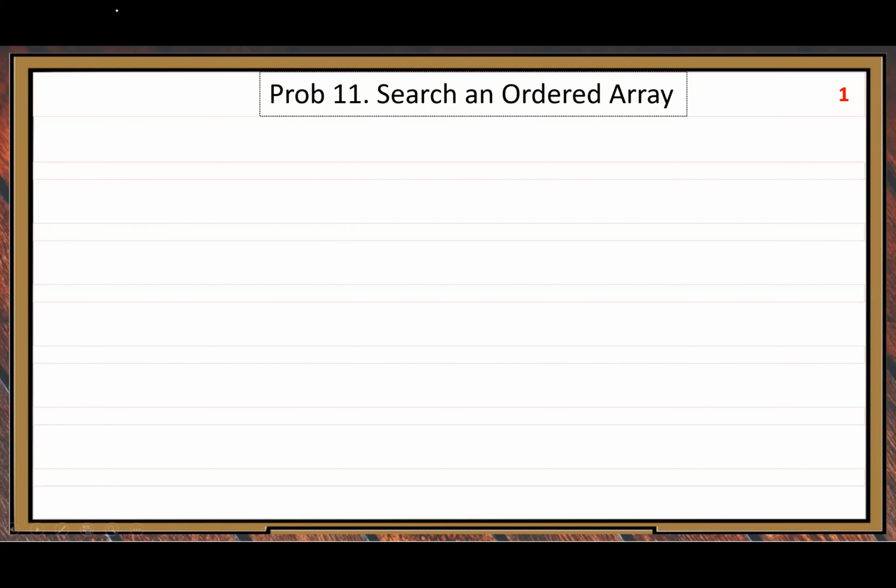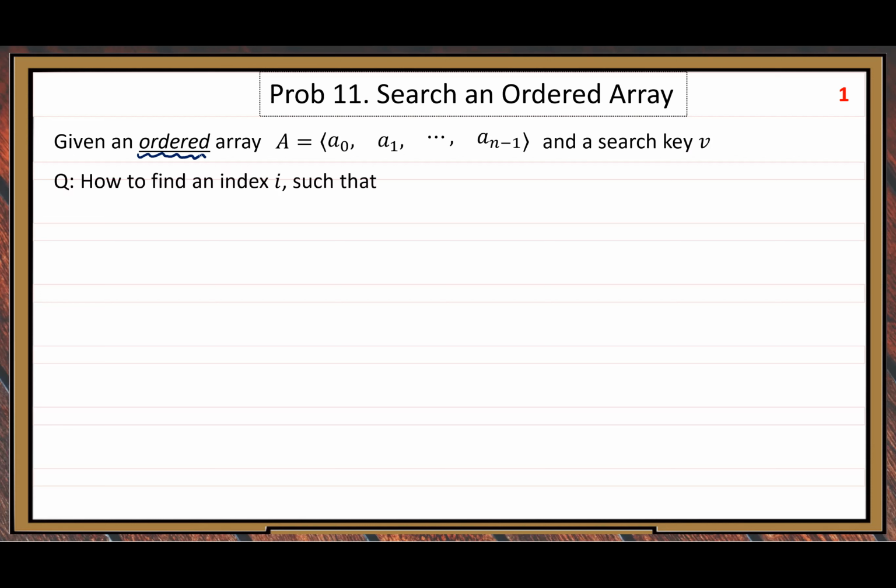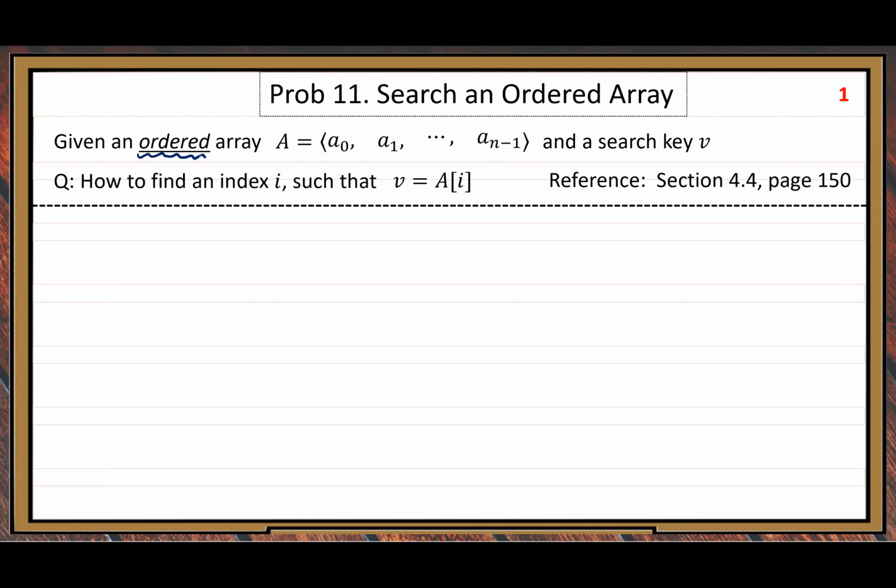Problem description, our problem number 11. Given an ordered array, expressed in this way, and a search key V, how do we find an index I such that V equals A of I? That's the question description, and the reference in our textbook is section 4.4, page 150.